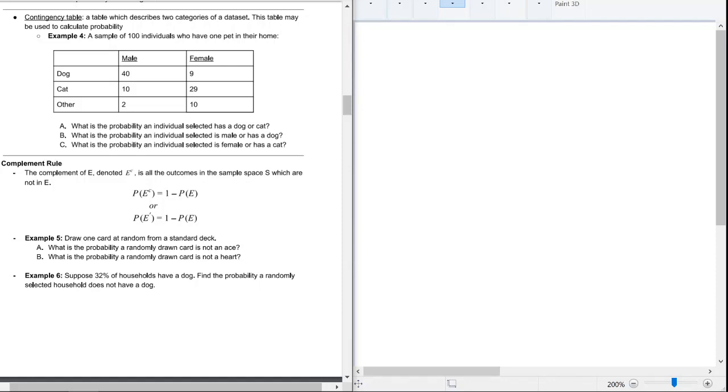In example 4, we're looking at what we call a contingency table. This is a table that has two sets of categories. So in example 4, we're dealing with an individual, which is either male or female, and then we're dealing with a pet. So here in this data set, we have dog, cat, or other. And whenever we have a contingency table, we can also use it to calculate probability. So let's look at example 4.